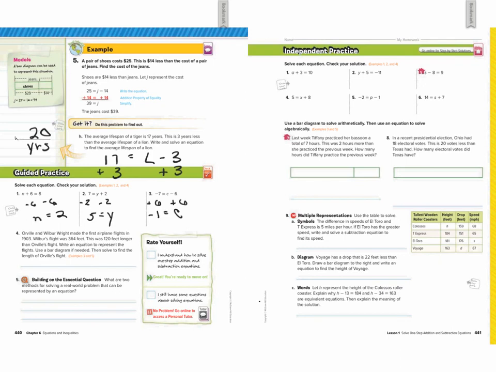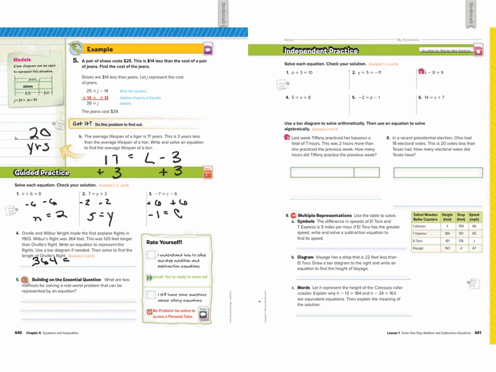Orville and Wilbur Wright made the first airplane flights in 1903. Wilbur's flight was 364 feet. Okay, so it was 364 feet, and that was 120 feet longer than Orville's flight. Write an equation to represent the flights. So we don't know how long Orville's flight was.